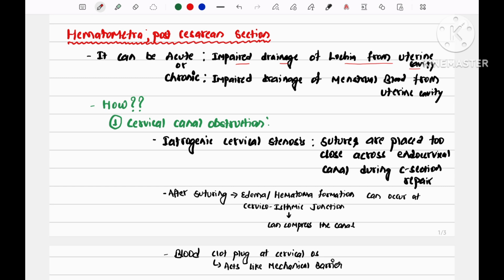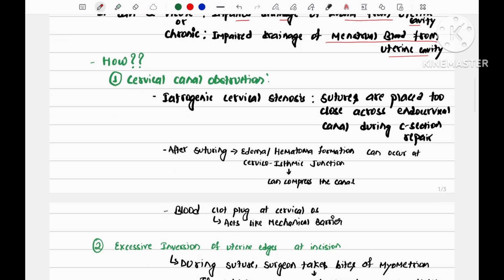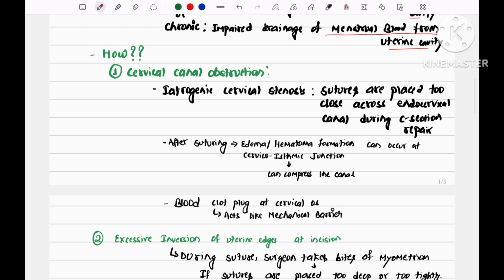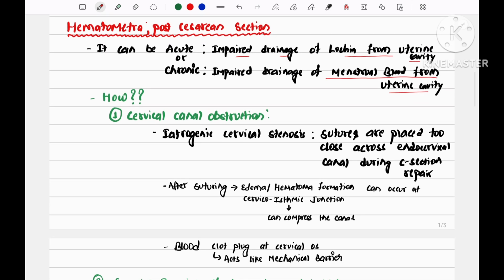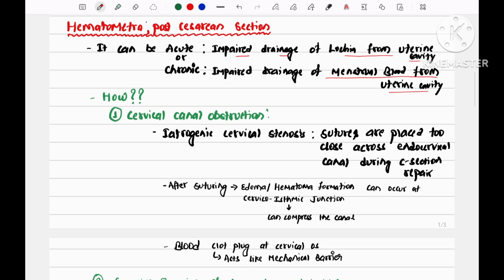And in chronic cases, there is impaired drainage of menstrual blood from the uterine cavity. After post caesarean section, the female will start having a regular menstrual cycle. Then after some time, some obstruction occurs in the uterine cavity that leads to impaired drainage of menstrual blood. That can also cause hematometra. Now we have to know the pathophysiology. So how is this obstruction occurring after the post caesarean section?